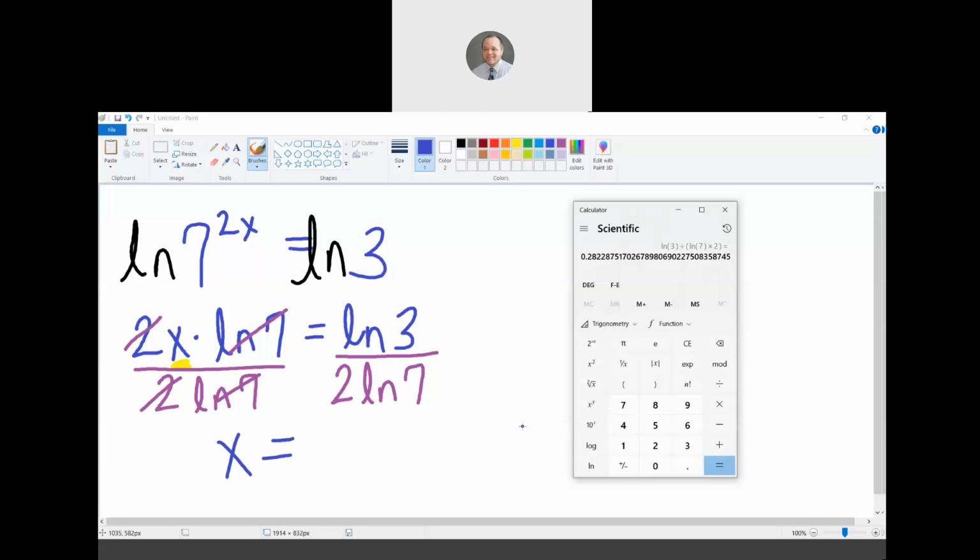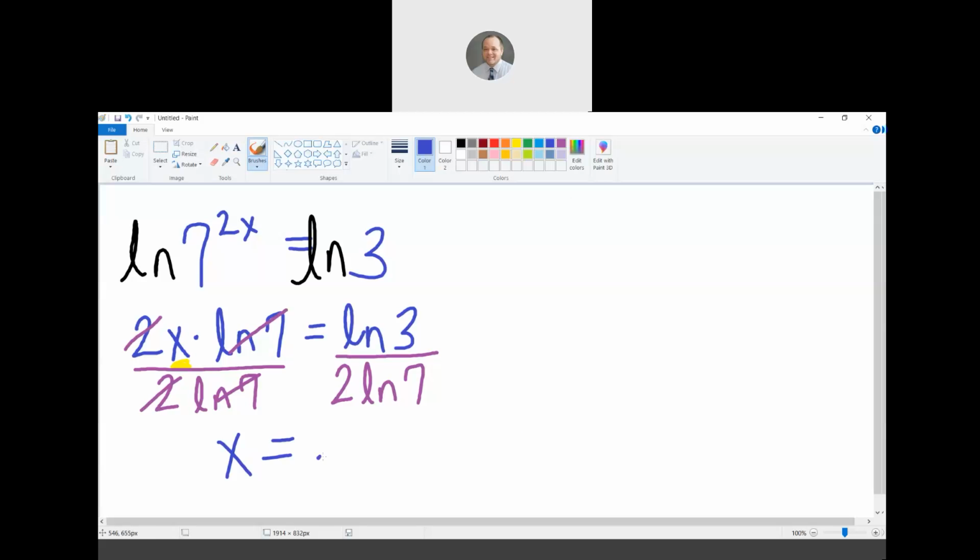And let's say we need to take this out to 4 decimal places. So this will be roughly 0.2823. So my MyMathLab may want you to, from time to time, express your answers in decimal form. Let's look at another example.